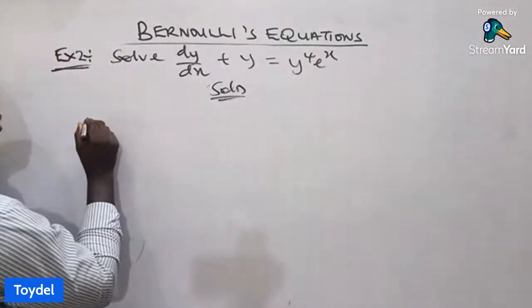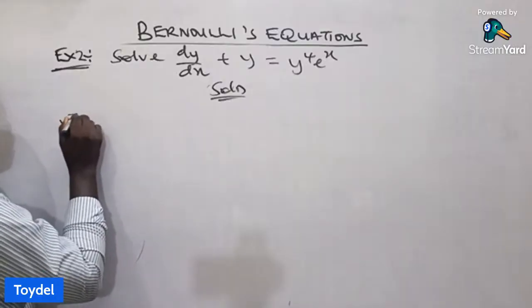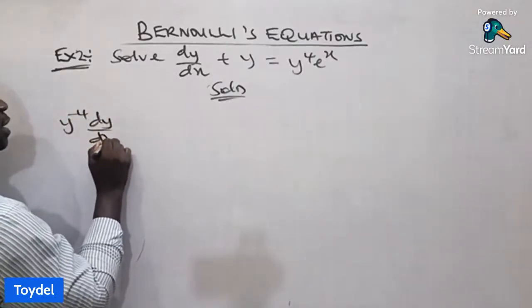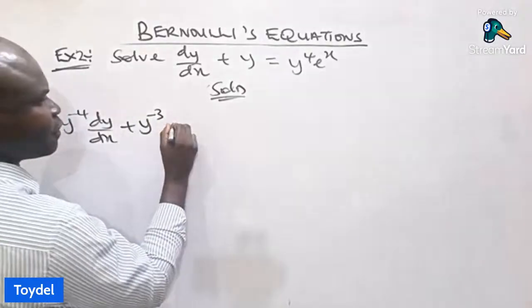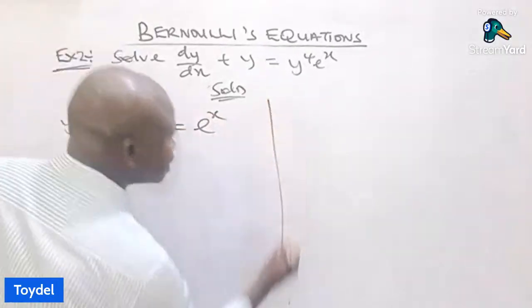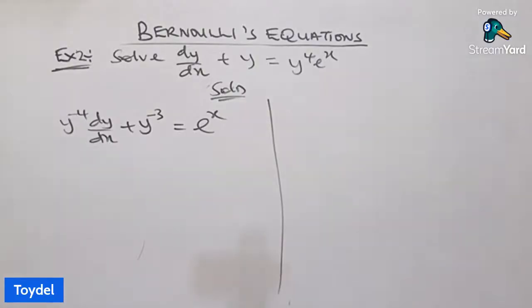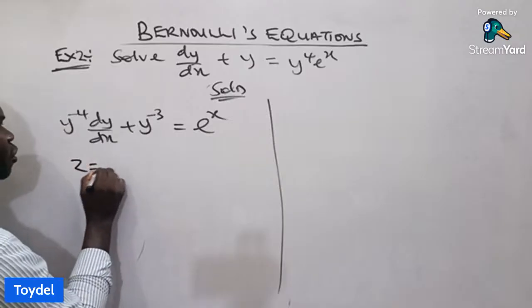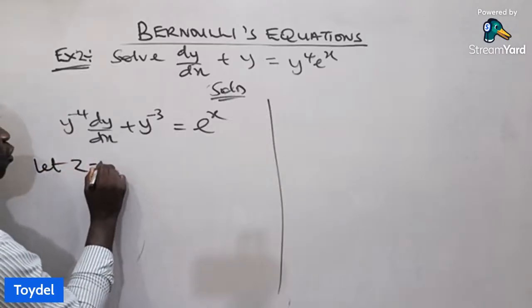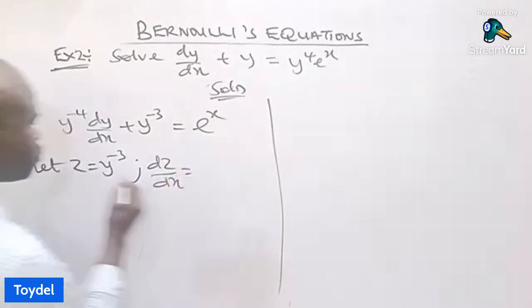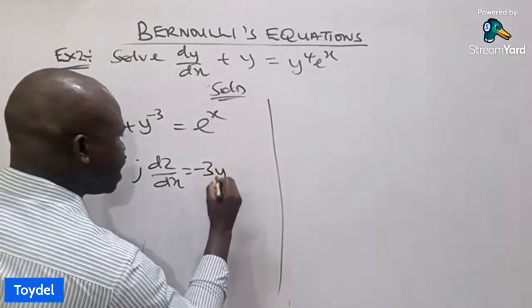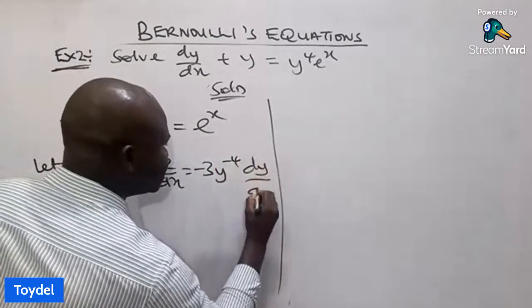So if you do that, you are going to have y raised to power minus 4 dy/dx plus y raised to power minus 3 equal to e raised to power x. This is the first step that we do. From there, if you're able to do that, then you can say let z equal y raised to power minus 3, so that dz/dx will be equal to minus 3 y raised to power minus 4 dy/dx.